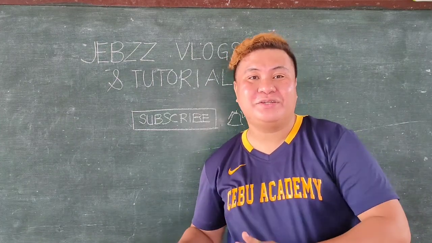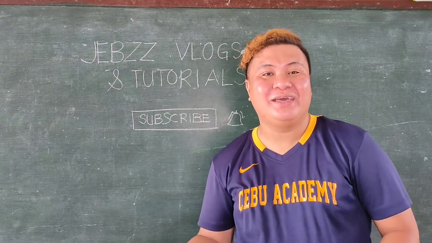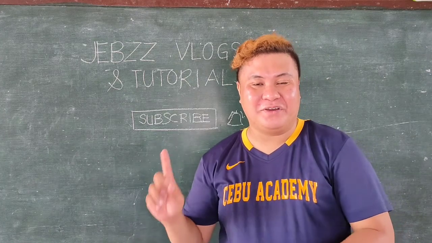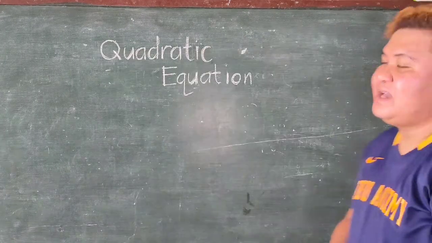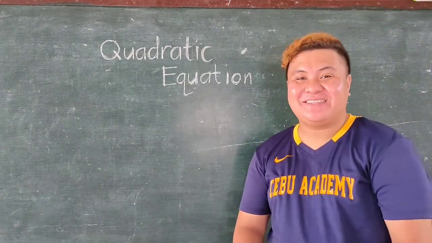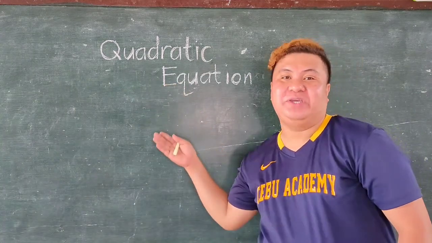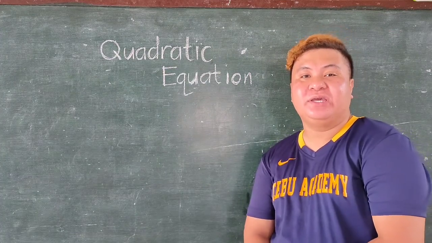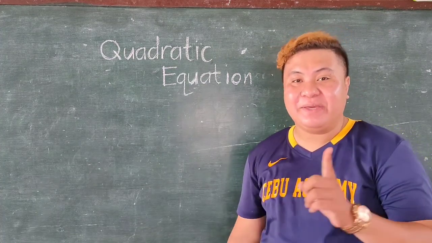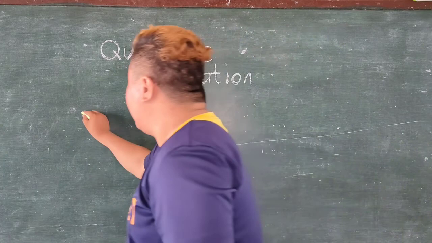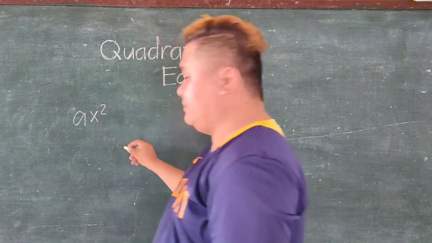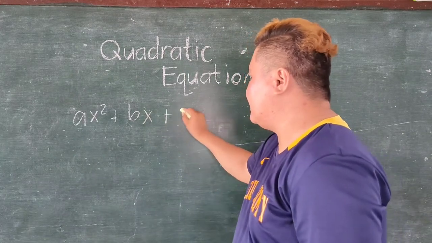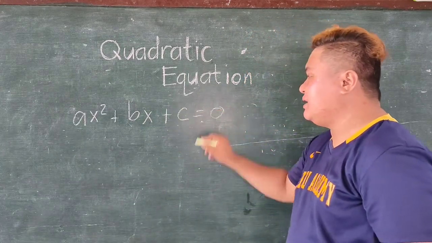So, without further ado, let's start with our first quarter topic on the first week. So, let's talk about quadratic equation. A quadratic equation is a second-degree equation in one variable that can be expressed in the form ax squared plus bx plus c equals 0.